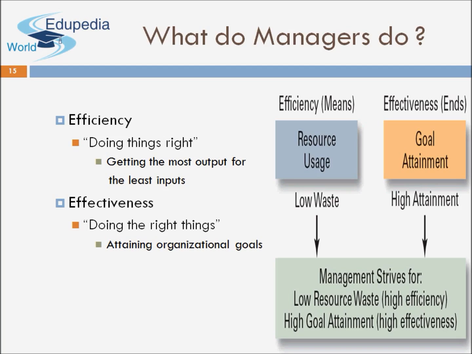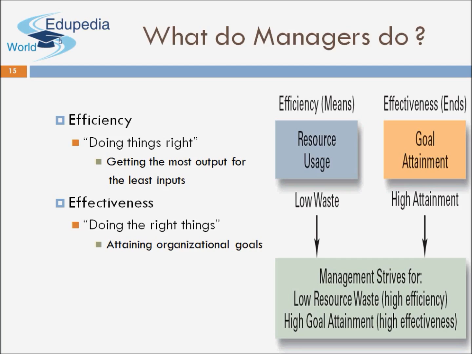So efficiency focuses on resource usage, low wastage, and maximum output. Whereas effectiveness is doing the right things, that is, attaining organization goals. Let's say I have to manufacture 100 units in a day. Effectiveness is whether 100 units were produced or not. Efficiency would be how much input was required to produce 100 output. If the minimum input is used and maximum output is achieved, then automatically the efficiency goes high.